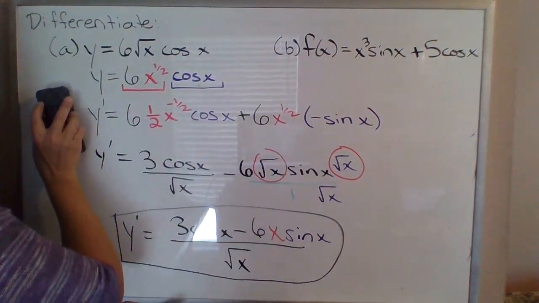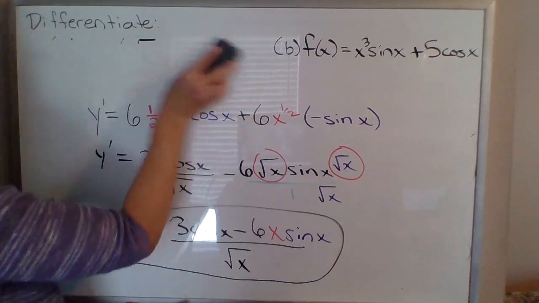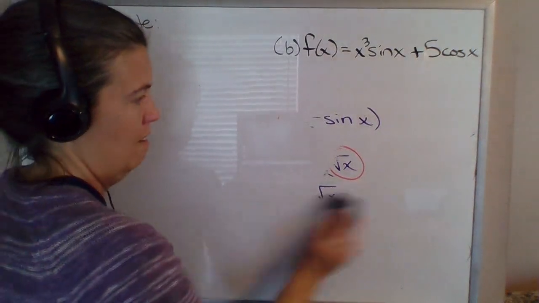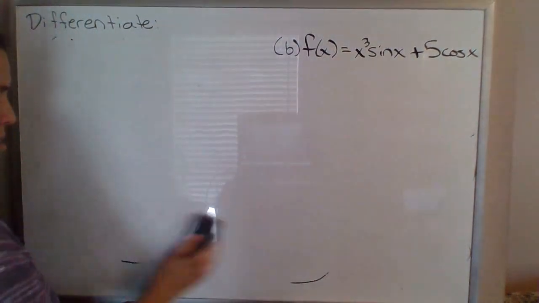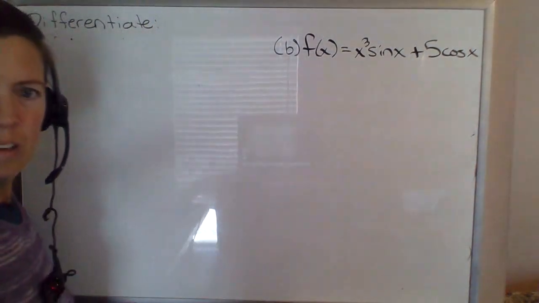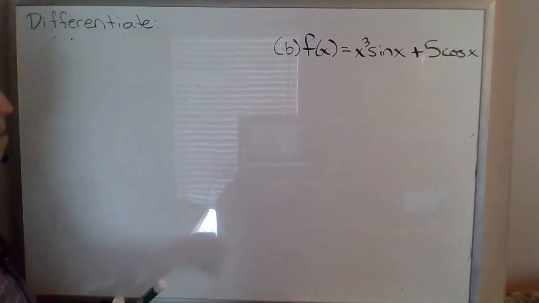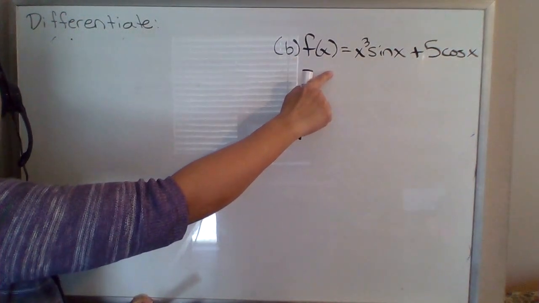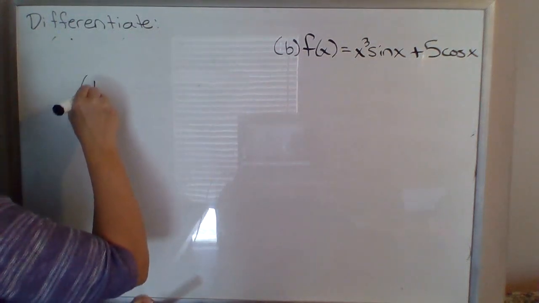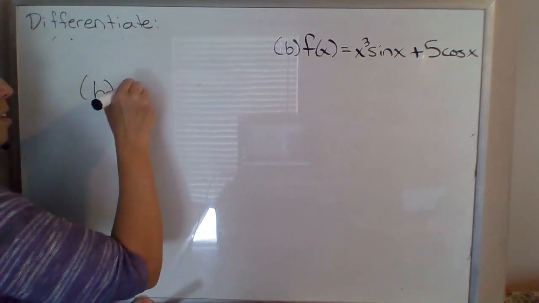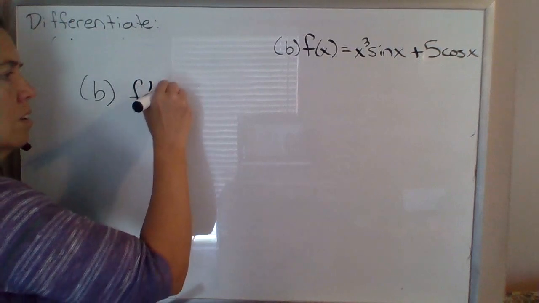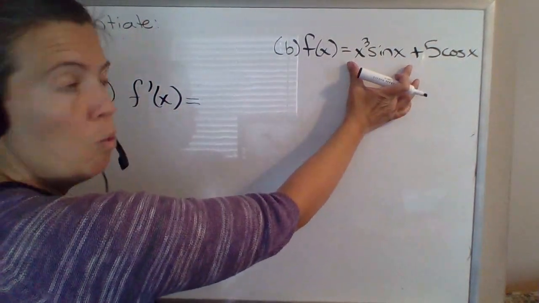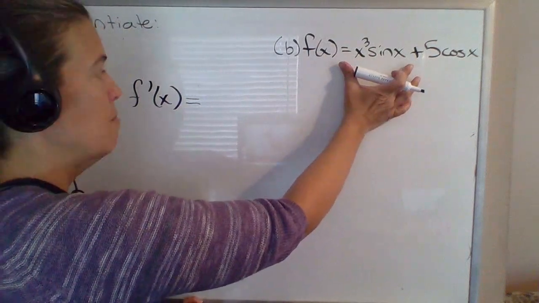What about example B over here? So I'm going to have to get rid of this. All right. So if I take the derivative of f of x over here, all right. So looking at this one, let's just take one thing at a time.